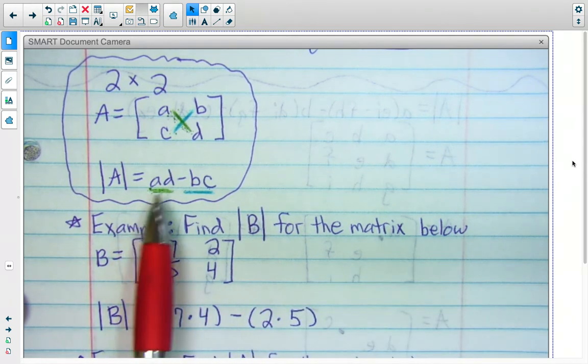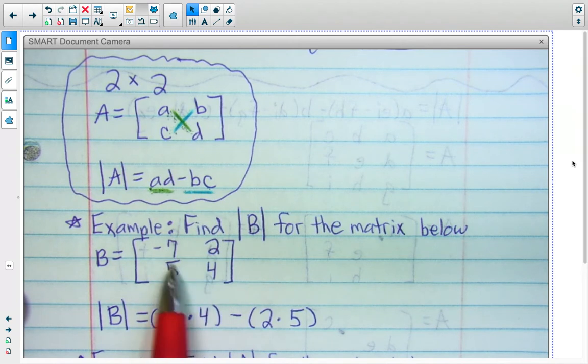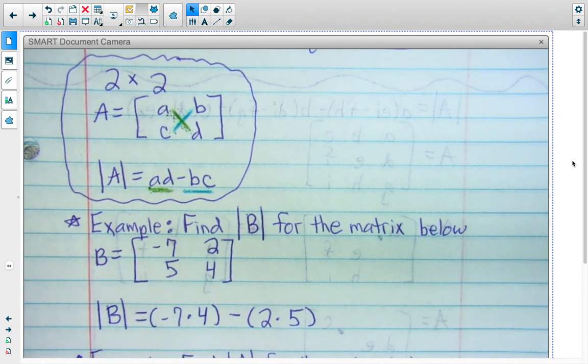Again, the formula says to do A times D and B times C. So your numbers are alphabetical, A, B, C, D. Just follow suit in your matrix. So we did -7 times 4, and then we're going to subtract 2 times 5. Of course, you can use your calculator, do your mental math, whatever you need to do to get to the correct answer. These numbers are not too bad.